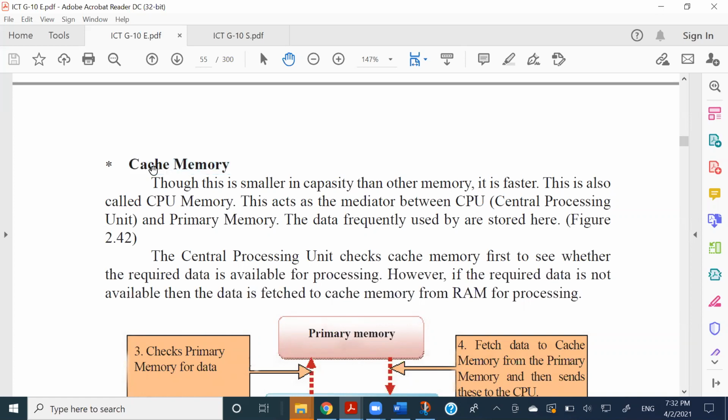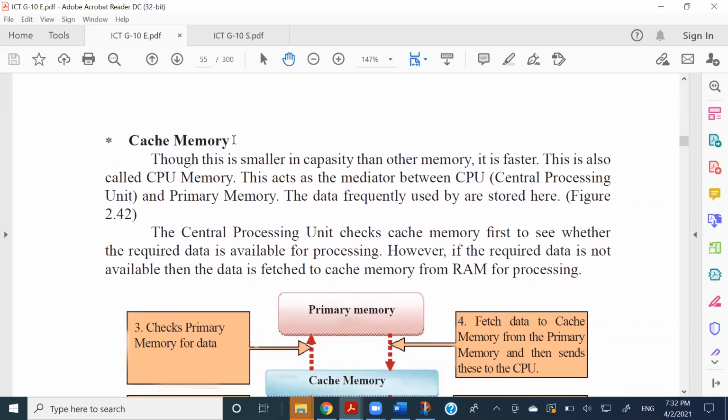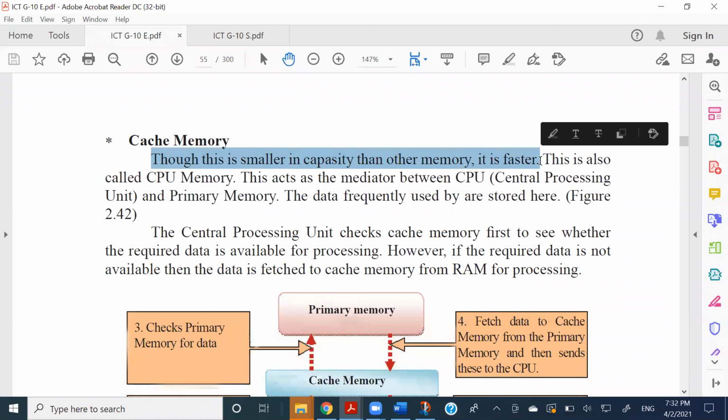Okay, so write the heading cache memory, then in front of it, put the square bracket and say volatile memory. So cache memory, then put a dash or without a dash, it doesn't matter. Within the square brackets, say volatile memory. So as usual, the first line is going to be the first point.